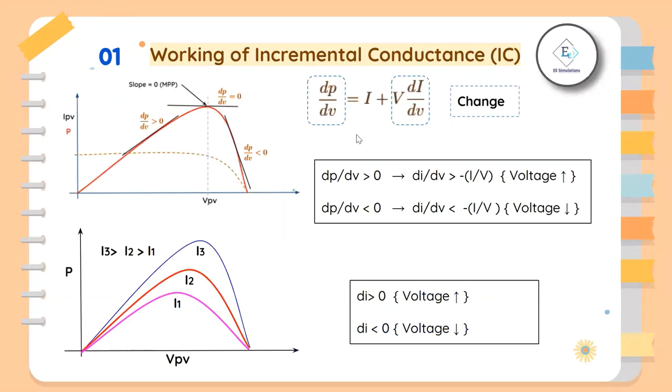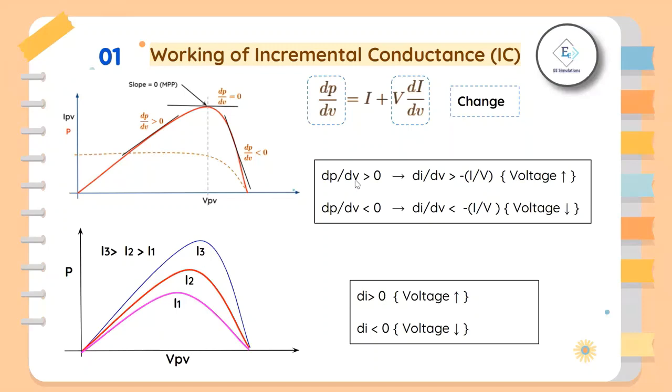So let's see the working of incremental conductance. As we discussed, dP/dV is equal to I plus V into dI/dV. In this equation you can see that dI/dV is responsible for dP/dV. So if dP/dV is greater than 0, it means dI/dV is greater than minus I/V. If we solve this equation, we will get dI/dV greater than minus I/V.